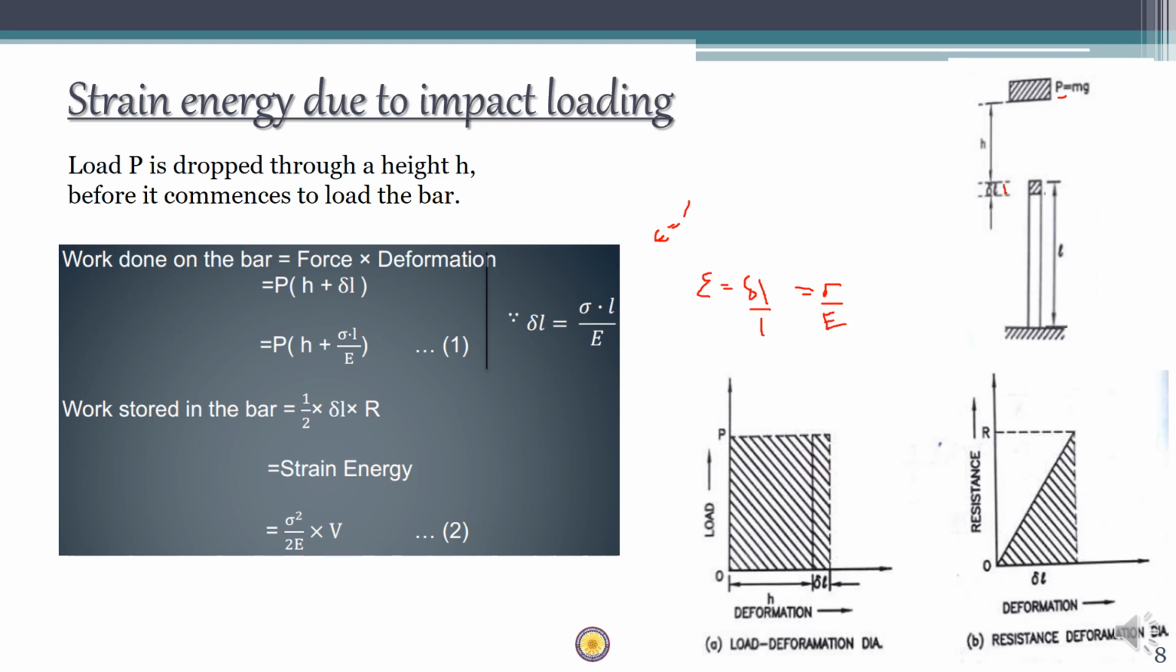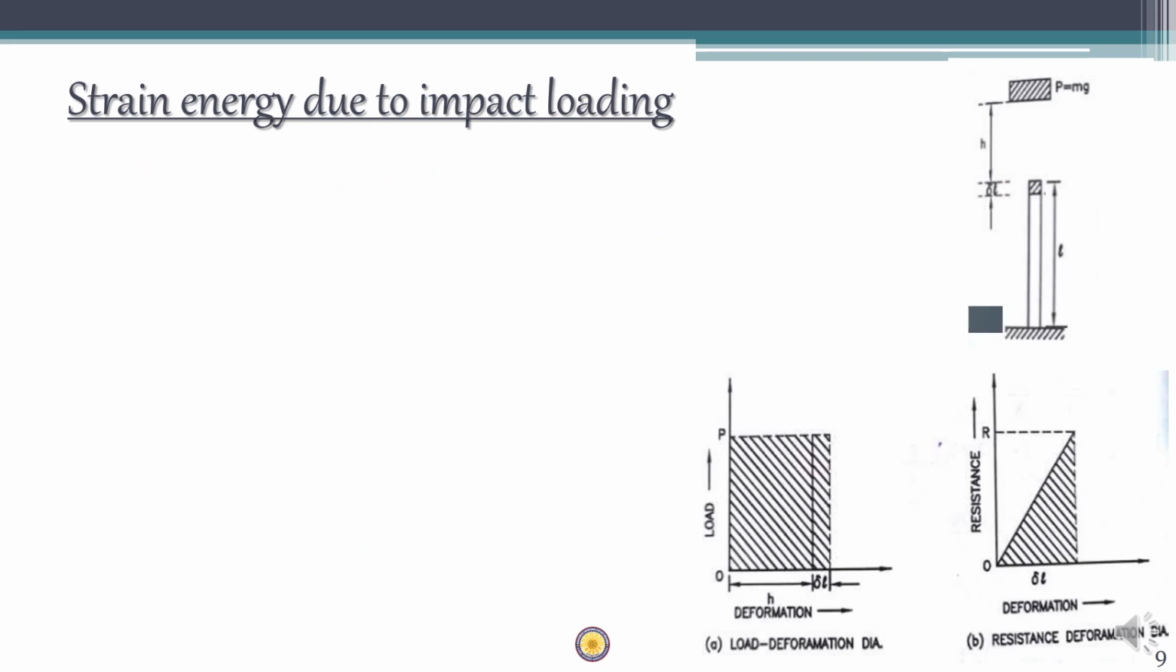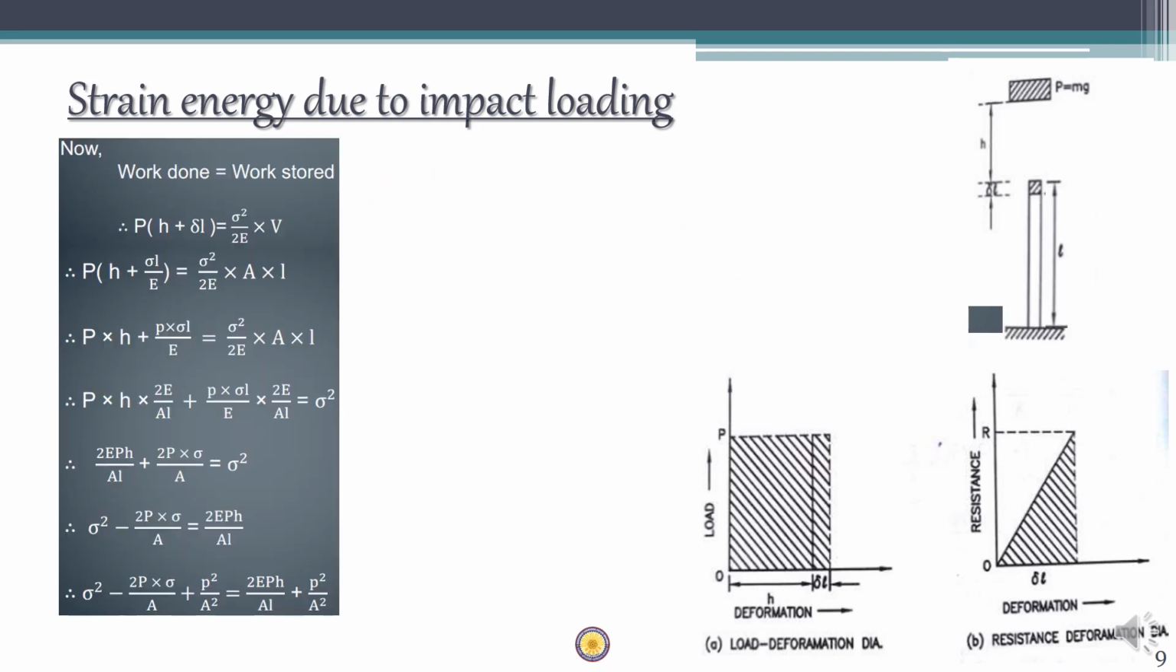So the work done on the bar is P into h plus delta L, where delta L is sigma L by E. The work done in the bar is equal to half into delta L multiplied by R, which is the area of this triangle. This is again strain energy, whose final value we already know is sigma square by 2E into V. Now we'll derive. The work done should be equal to the work stored. We have the previous equation, so we substitute it here.